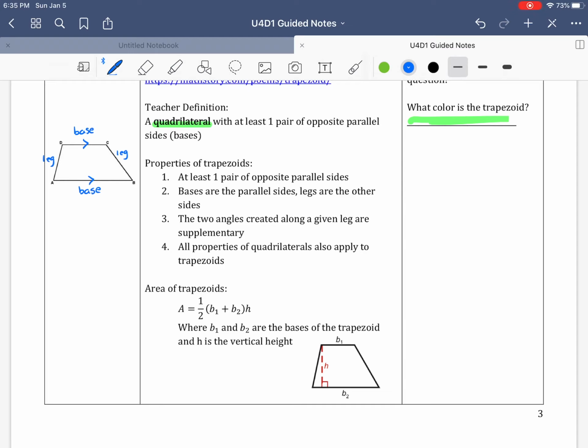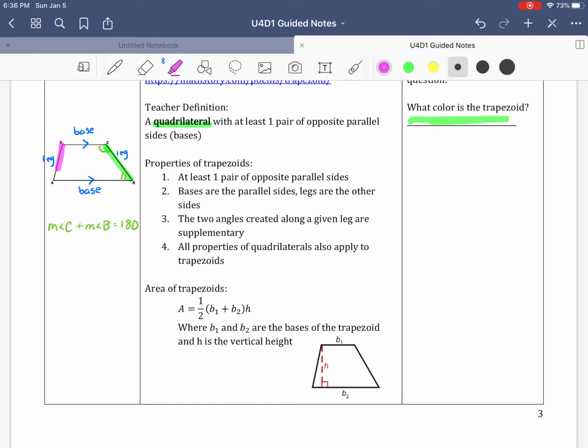Property number 3, the two angles created along a given leg are supplementary. So when we say along a given leg, let's take a look at a leg. There are two angles that it's associated with. Right here, angle C and angle B. So here we can say that the measure of angle C and the measure of angle B are supplementary or equal to 180 degrees.